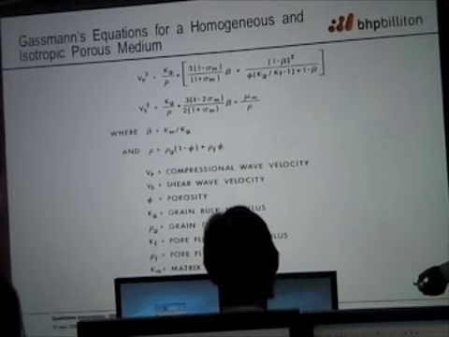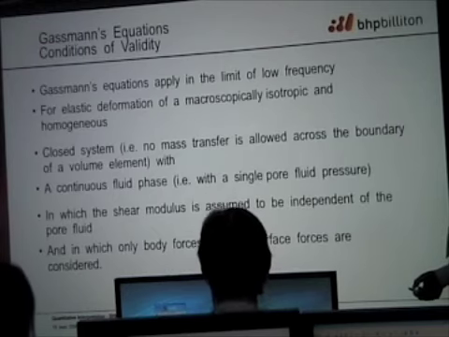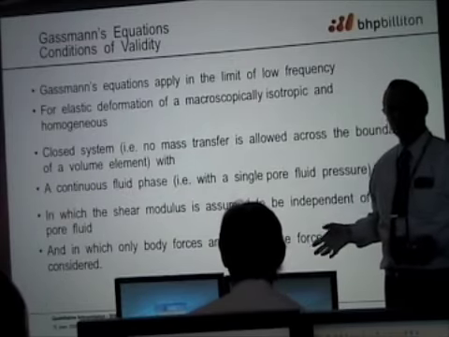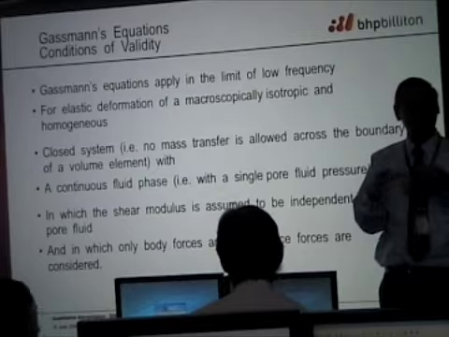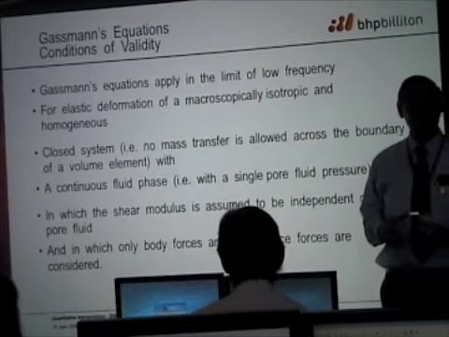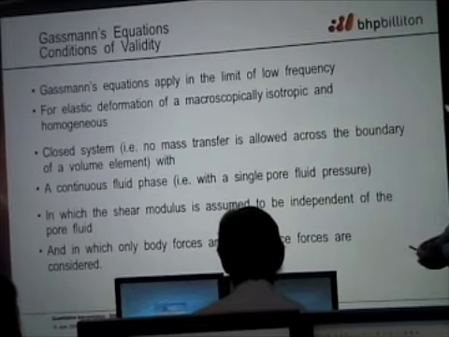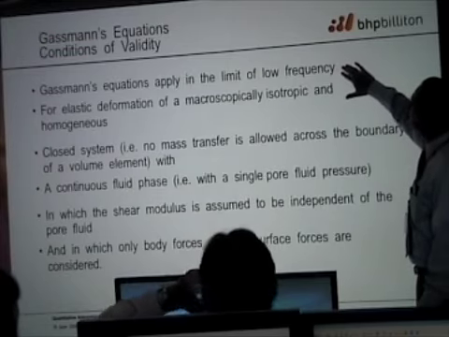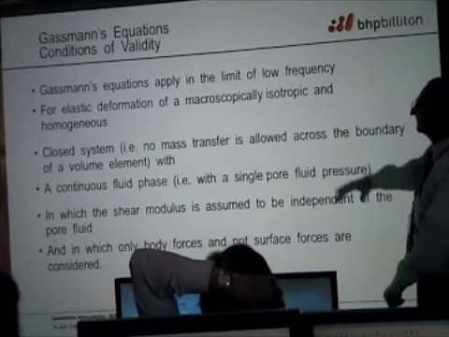So let's just say what some of the conditions are. When you derive an equation, you have to start by making certain assumptions. What am I dealing with? What kind of a system am I dealing with? And so here are some of the critical conditions for validity of Gassmann's equations.